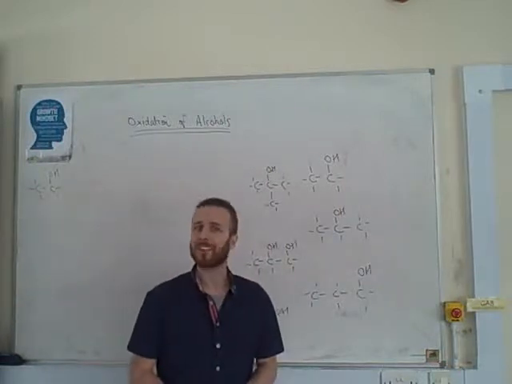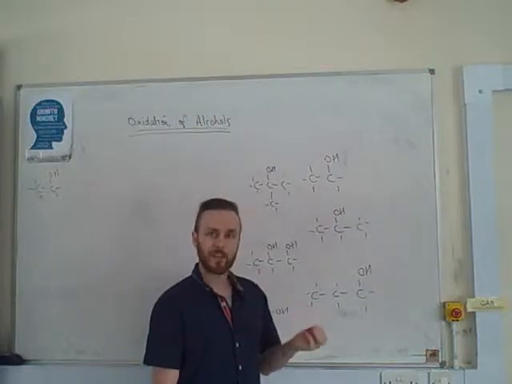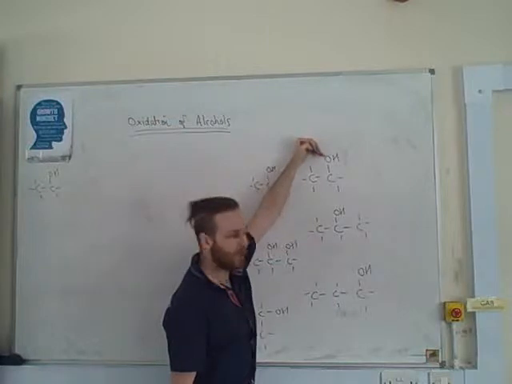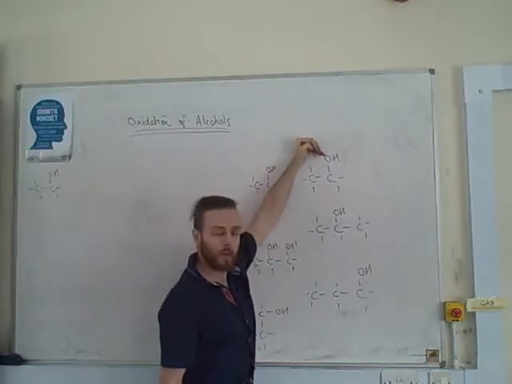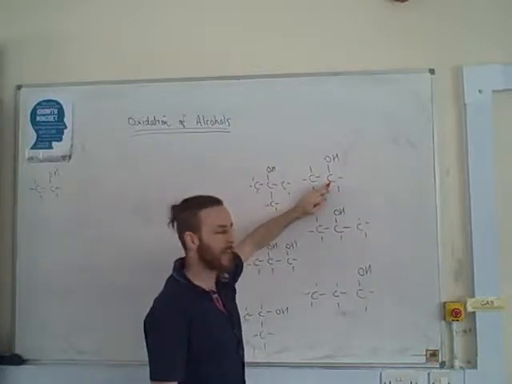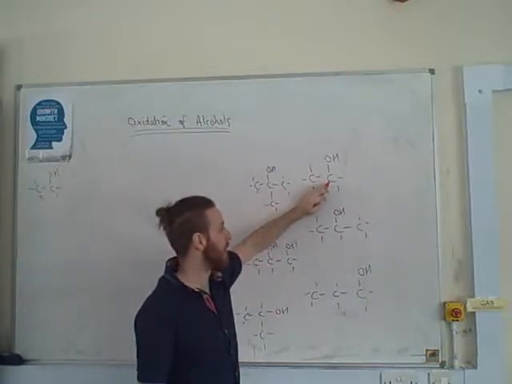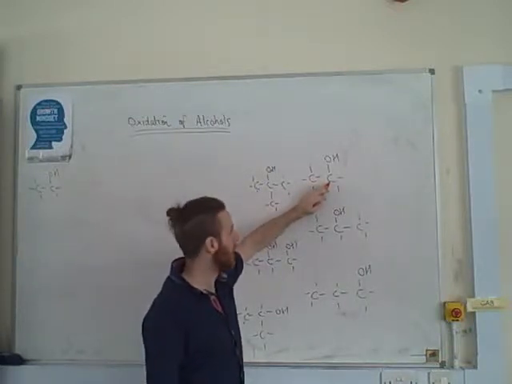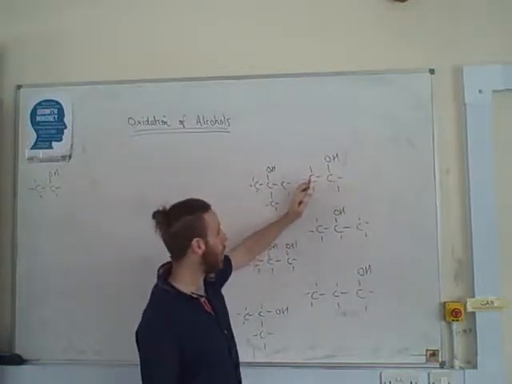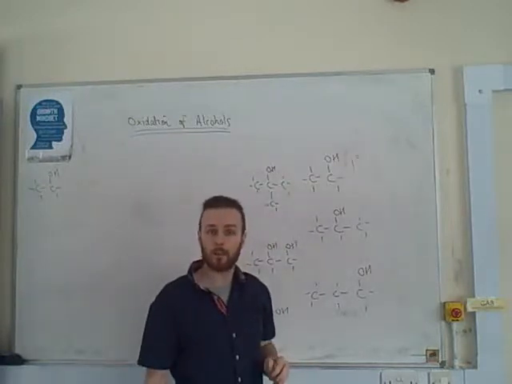This is a bit of a long sentence, so I'm going to say it slowly. In order to figure out the classification of the alcohol, I'm going to look at this one here. We look at the OH, we look at the carbon attached to that OH, and we look at how many non-hydrogens, usually carbons, are attached to that carbon. So, here's my OH, here's the carbon attached to it. I have 1 carbon attached to that carbon, so this is a primary alcohol.